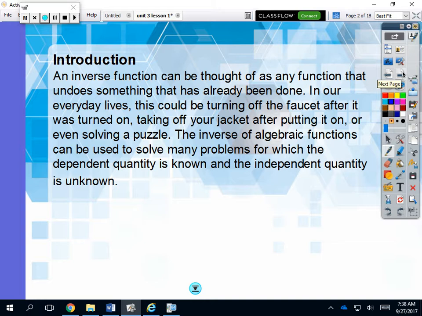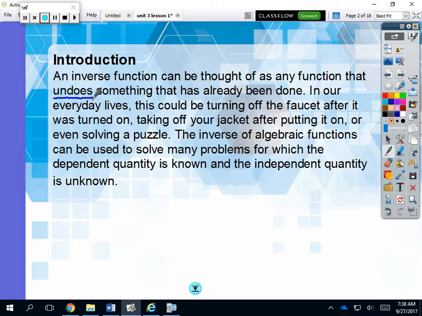Okay, so to start out, what is an inverse? It's a function that undoes something that has already been done. In our everyday lives, turning off the faucet after it was on, that's the inverse of turning it on. Taking off your jacket or solving a puzzle are other examples.